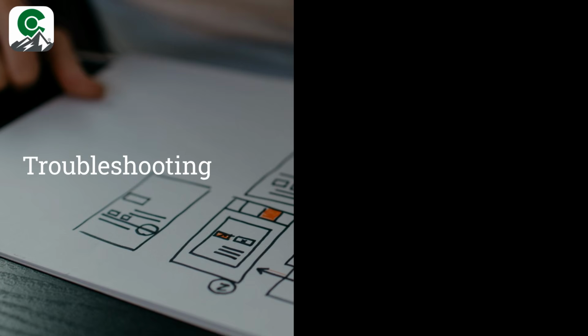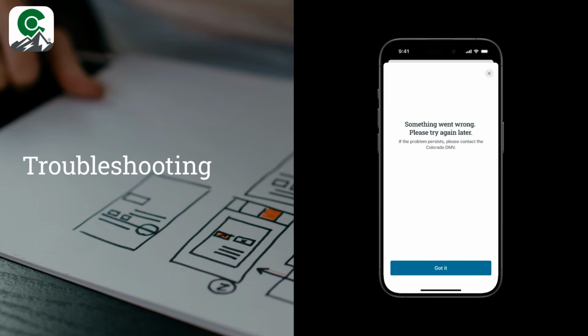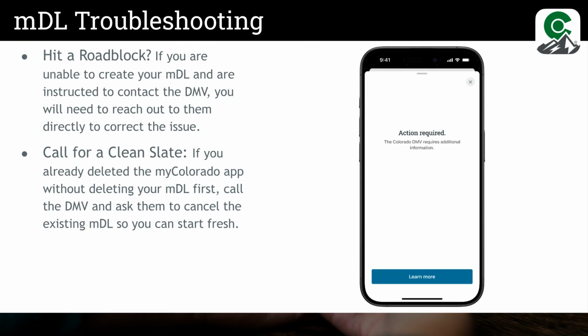If you encounter any issues with your mDL, our troubleshooting section is here to help you get back on track quickly. If you hit a roadblock when adding your mDL, reach out to the DMV for assistance. If you accidentally delete the app before deleting your mDL, the DMV can also help you cancel the existing record so you can start fresh.